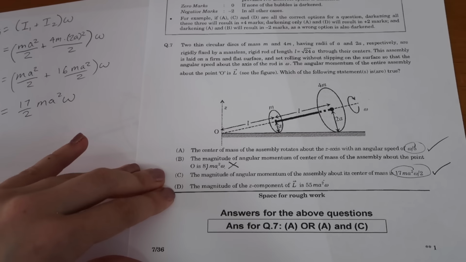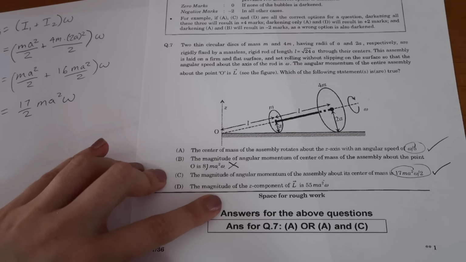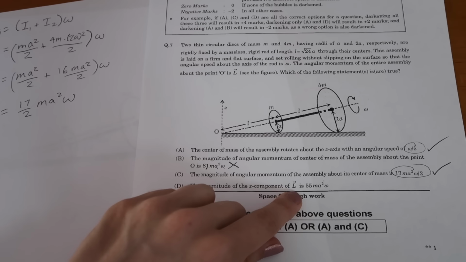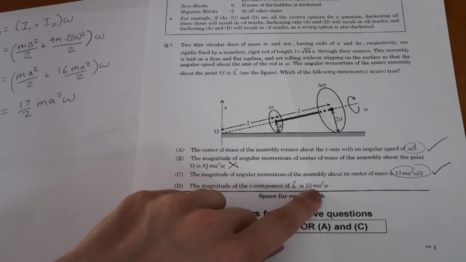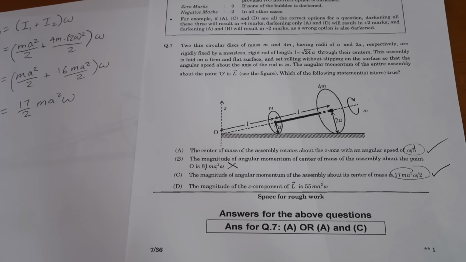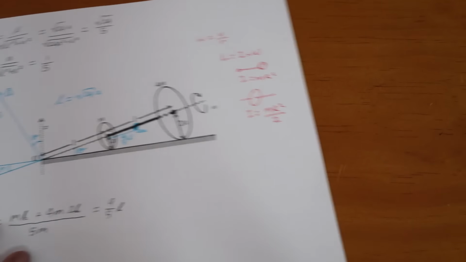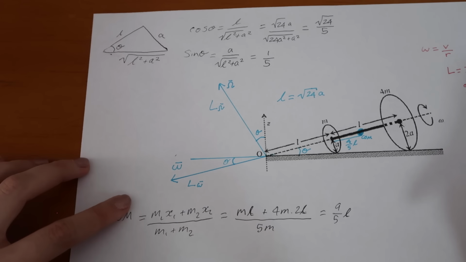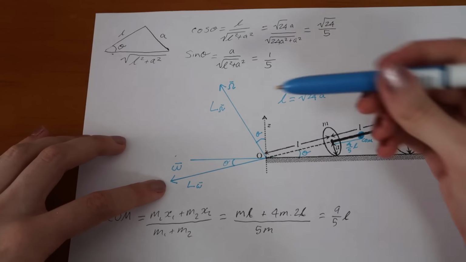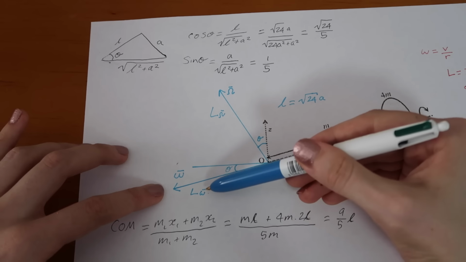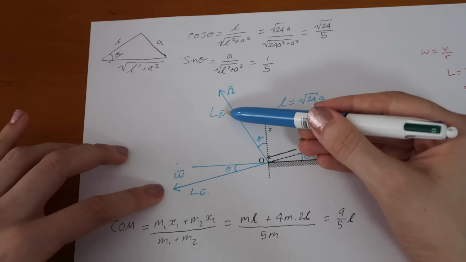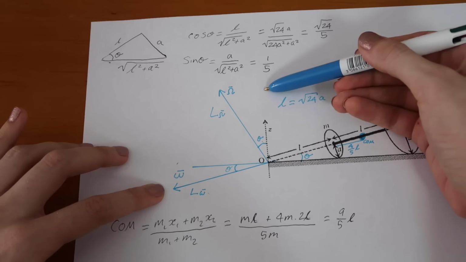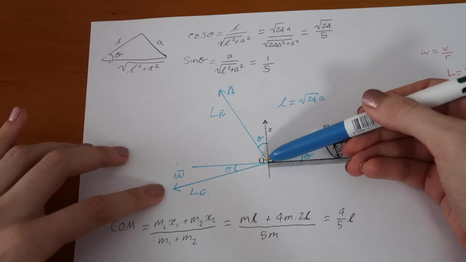so let's see if that's right or wrong. Question D is asking us to find the magnitude of the z component of the total angular momentum. It claims that it's 55 ma squared omega. What we've done in the previous two parts of this question was find two different components of the total angular momentum. Now, both of these previous values for the angular momentum on each axis are on diagonals, so they have components along the vertical and horizontal axes.